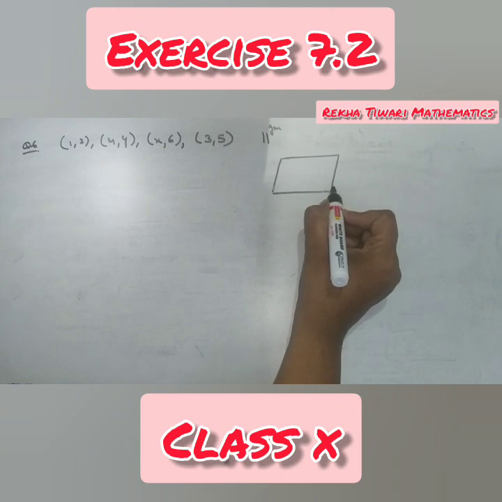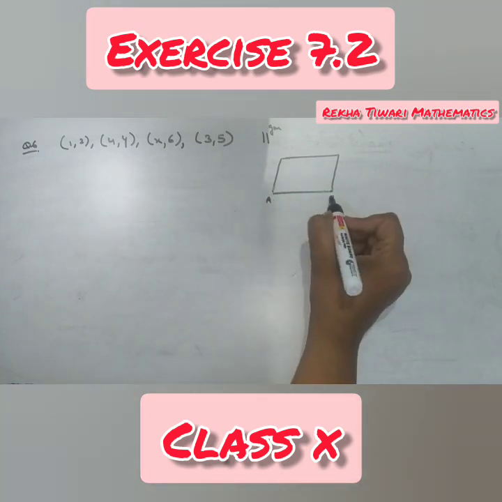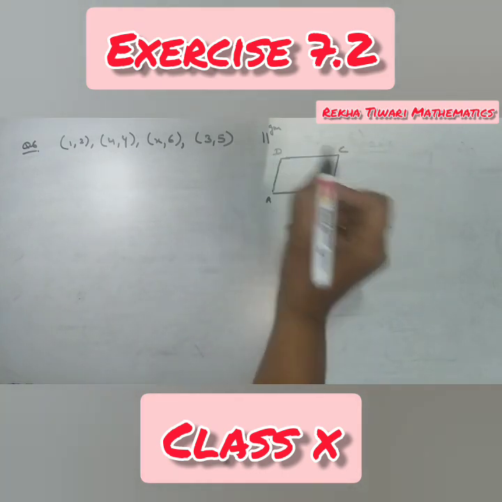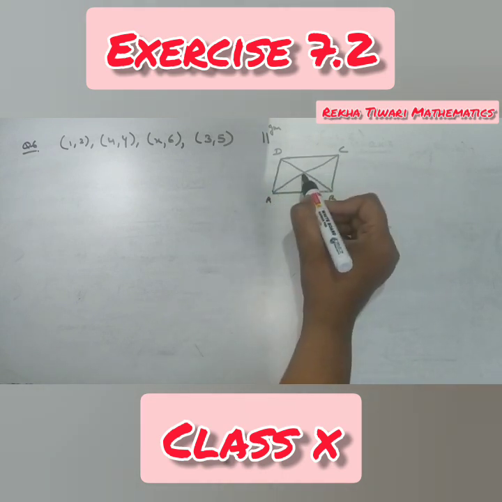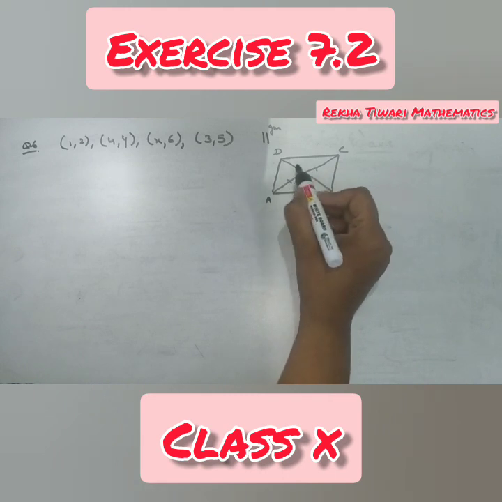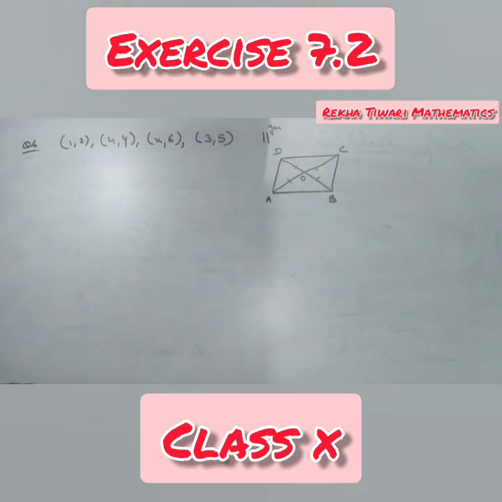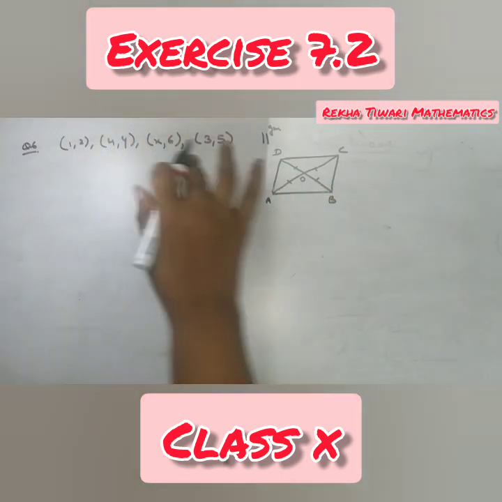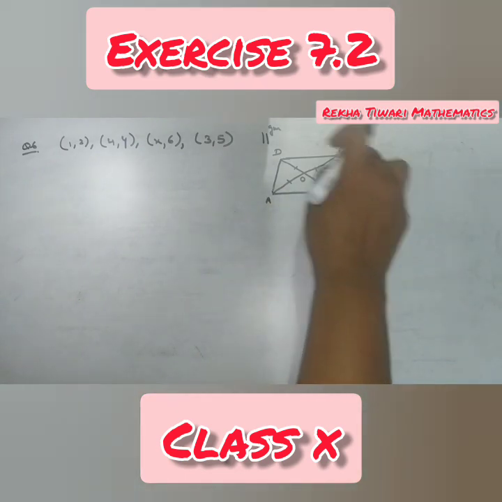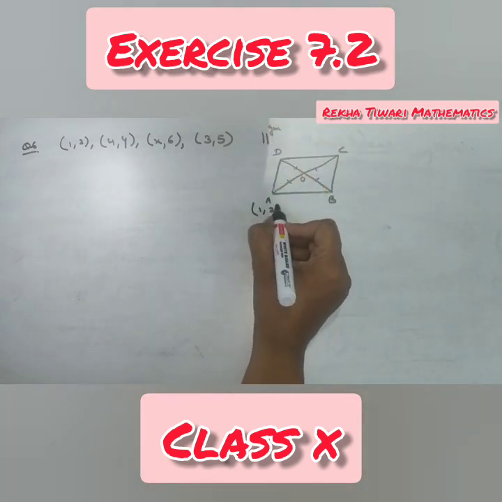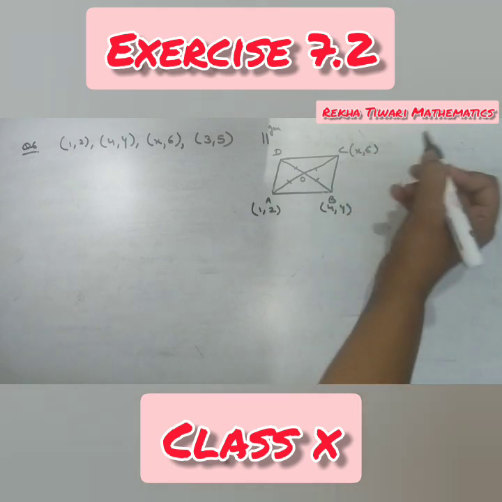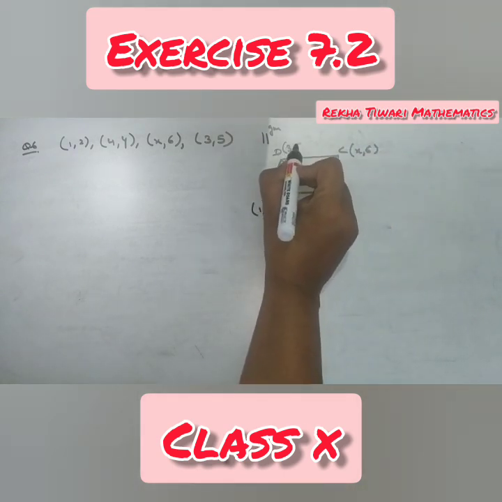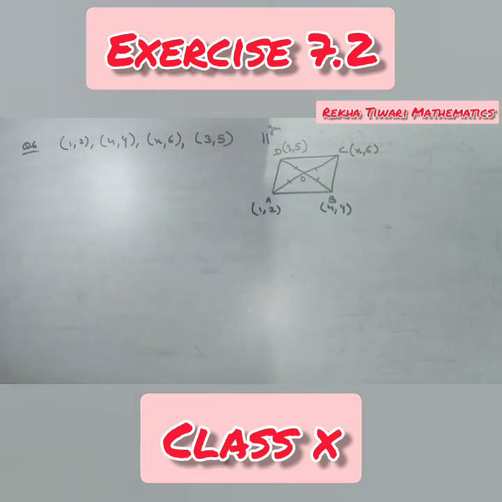A parallelogram is a quadrilateral in which opposite sides are equal and diagonals are unequal, but there is a property of the diagonals that they bisect each other. AO is equal to OC and BO is equal to OD. Now these are the coordinates taken in order. So A, B, C, D. You have to write in order only. A is 1, 2. B is 4, y. C is x, 6. You can't change the order here. D is 3, 5. You have to find out x and y.